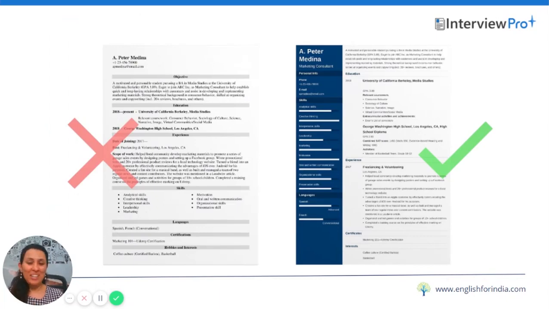If you see, both these resumes are of the same person, but the probability of the recruiter recalling option 2 is way higher than recalling option 1. That is why make sure your resume stands out from the crowd so that you at least have a chance of going for an interview.